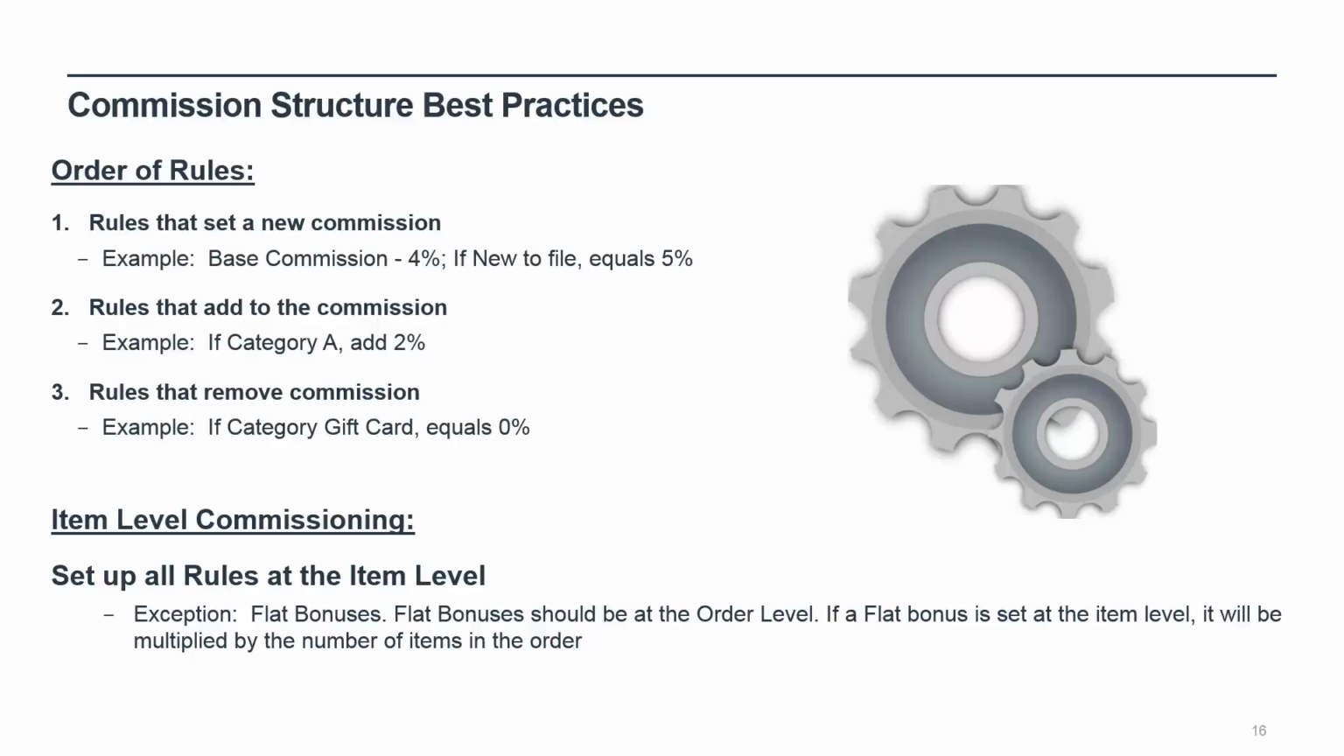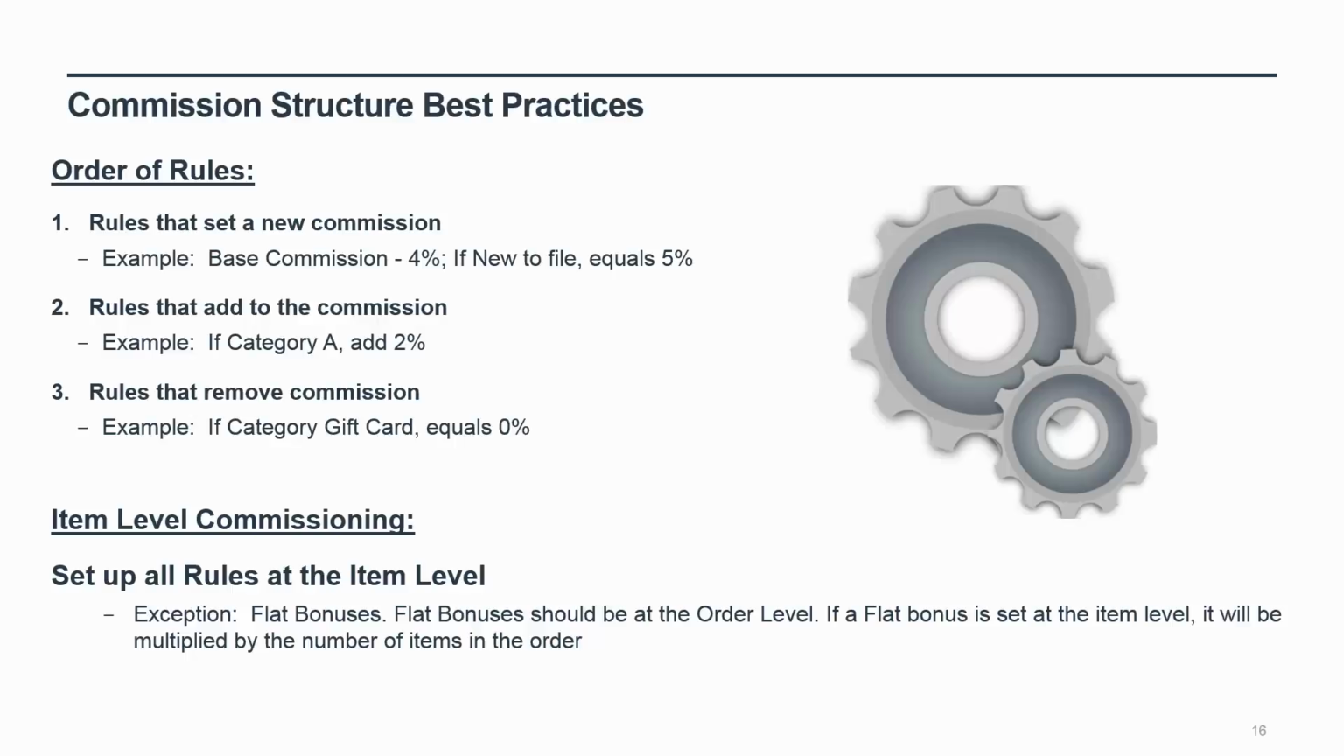Let's consider the example where an advertiser wants to incentivize publishers to drive new to file customers. This advertiser wants to offer 4% base commission, 5% for new to file, and 0% for gift cards. Since the rules are applied in order, having the rule for 0% commission applied before the 5% for a new to file will result in paying commission on a gift card.